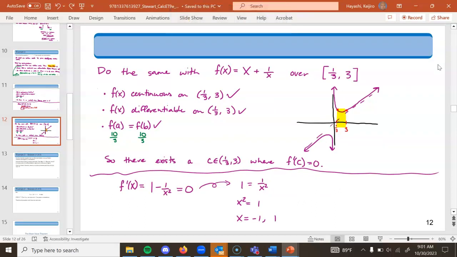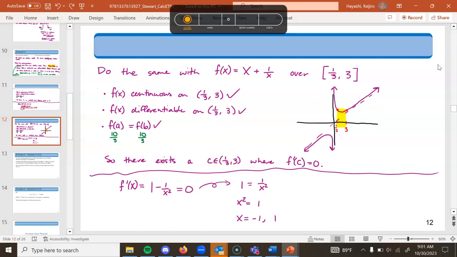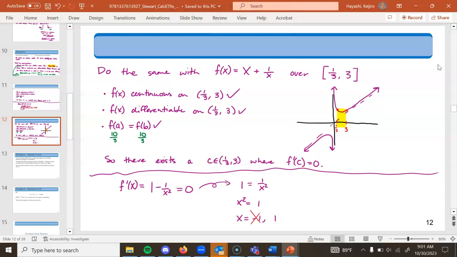Now, while it is true that there is going to be a horizontal tangent line at negative 1, because it's an odd function, so whatever is happening over here is going to happen down here as well, this is not the value that's guaranteed by Rolle's theorem, because we're only guaranteeing a value that's on the interval 1/3 to 3. So it's actually the x value 1 where the existence of a horizontal tangent line is proven by this theorem.